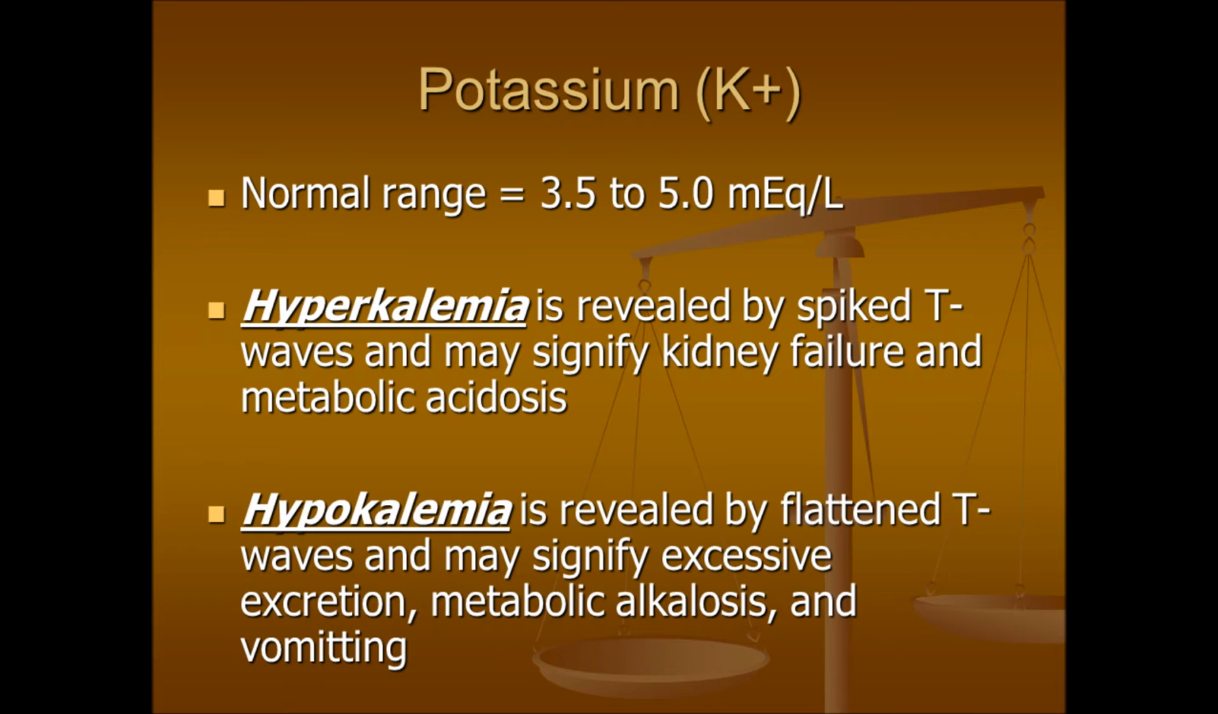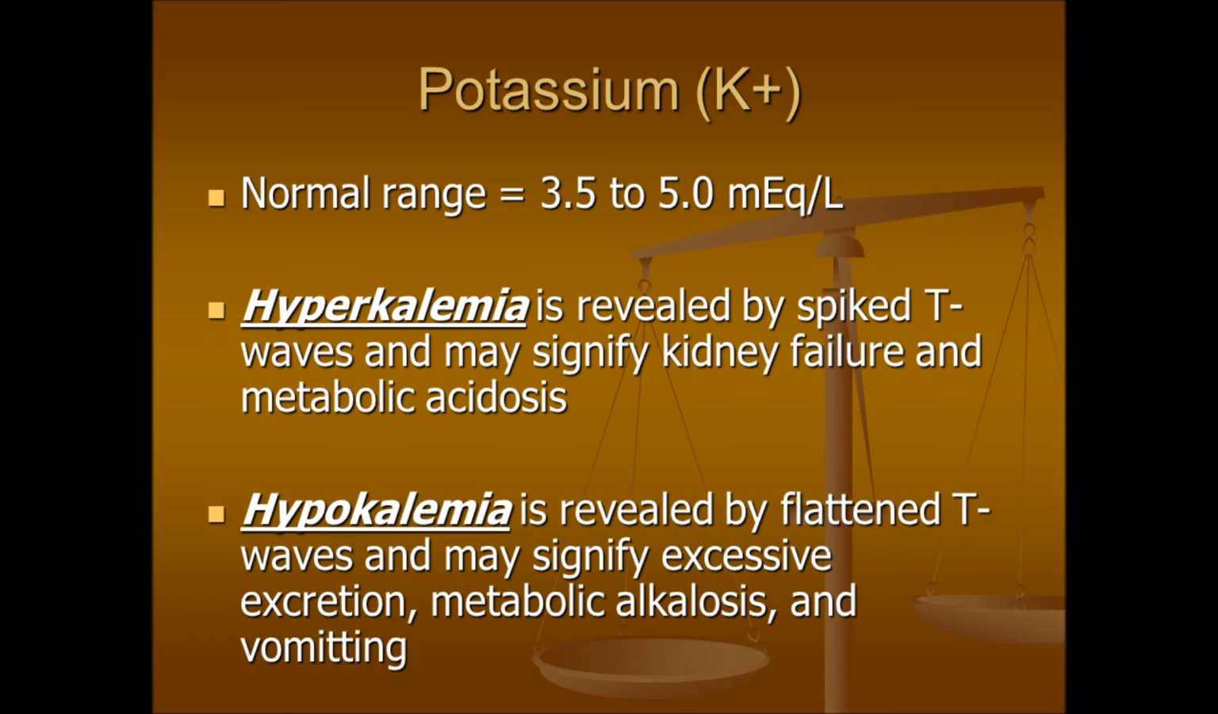Potassium, of course, is signified as a K plus. So the normal range is 3.5 to 5.0 milliequivalents per liter. It puts me in remembrance of the CO2, which is 35 to 45, right? Even though this has a decimal, 3.5 to 5.0, it's very close to your CO2. So the way I remember potassium is it's like my CO2 just with decimals.